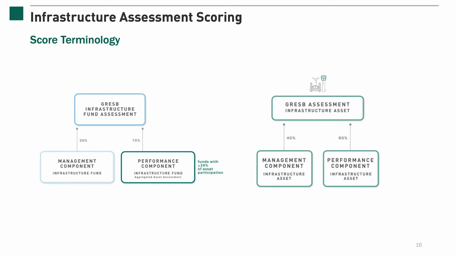Once assessments are submitted and undergo our validation process, participants will receive a series of scores on their scorecard. In order to obtain a GRESB score, both the management and performance components need to have been submitted. If only one of these components is submitted, then only the respective score of the submitted component will appear, so either a management component score or a performance component score. This is applicable for both funds and assets.